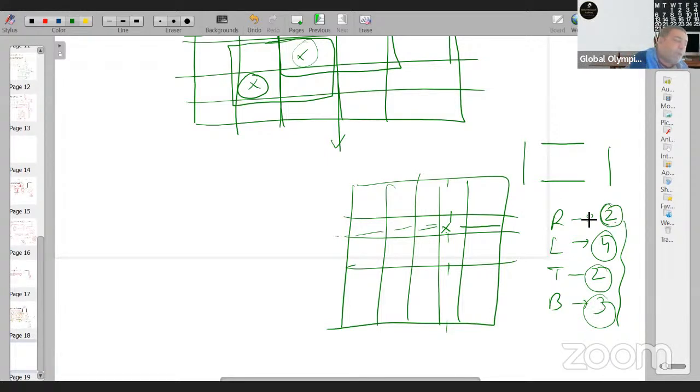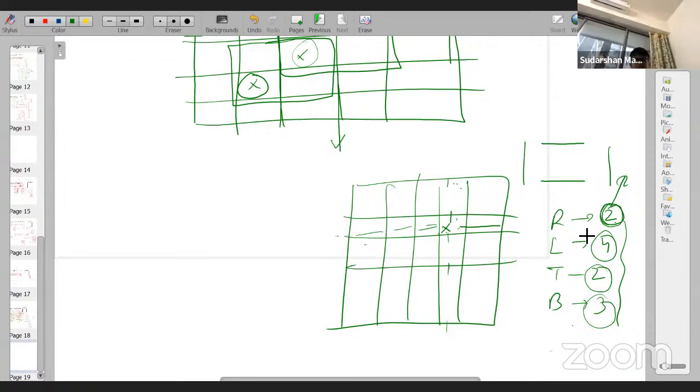Because you will pick one line from the top, you will pick one line from the left, one line to the right, and one line from the bottom. And every unique combination is a unique rectangle.